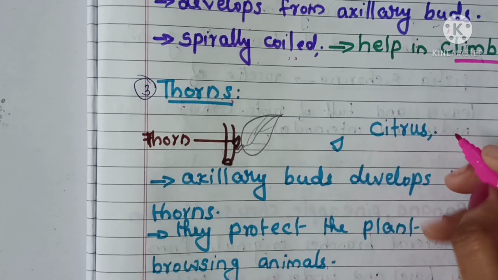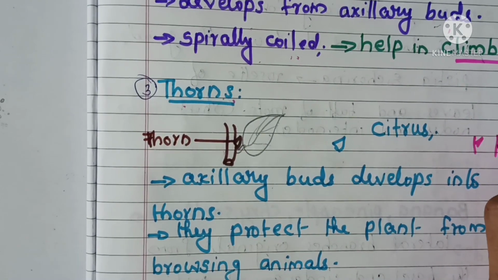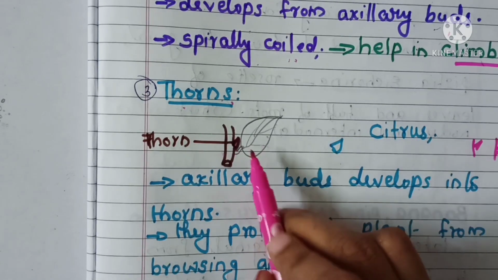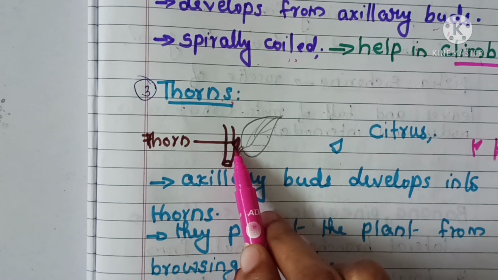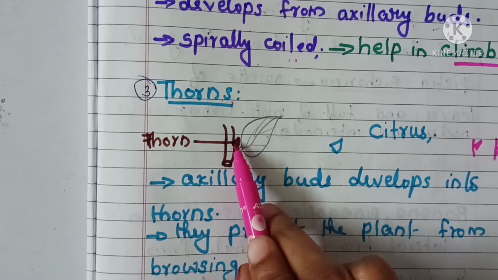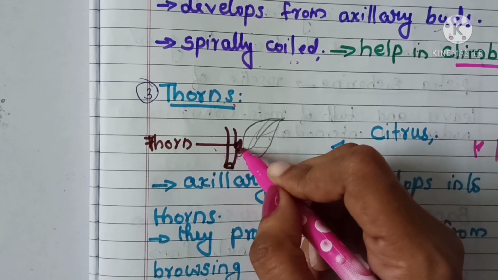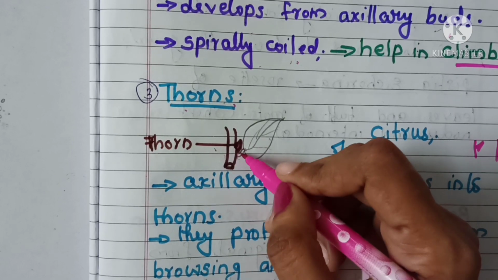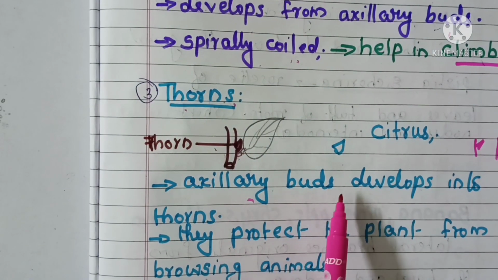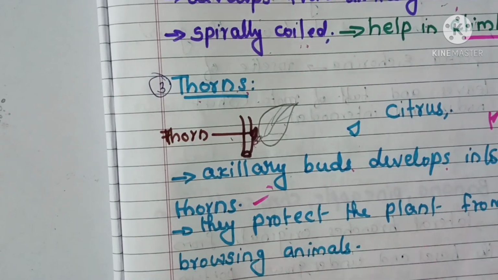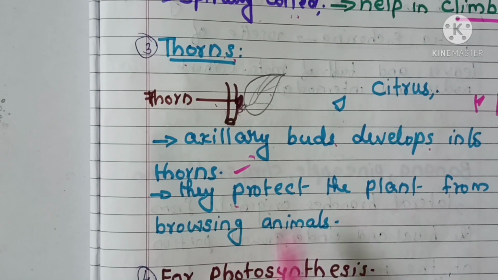This is the thorn. Okay, this structure, this is the thorn, it hurts you also. Okay, so from where the thorn is arising, you can see the thorn is also directly arising from the axillary bud, or it is present at the axil of the leaf. Now the leaf will be falling off, so thorns will be like this, staying back. So thorn is also developing from the axil of the leaf. So axillary buds develop into thorns. And the next is they protect the plant from browsing animals.